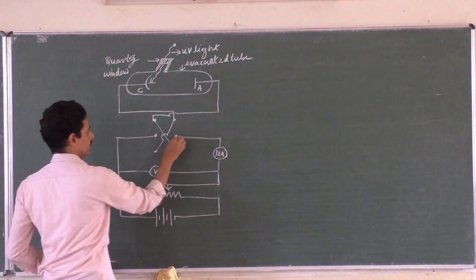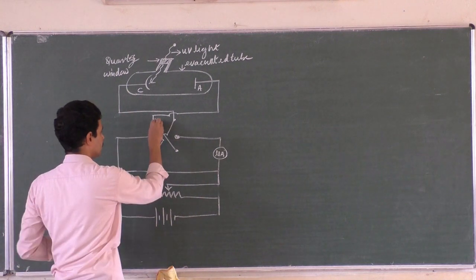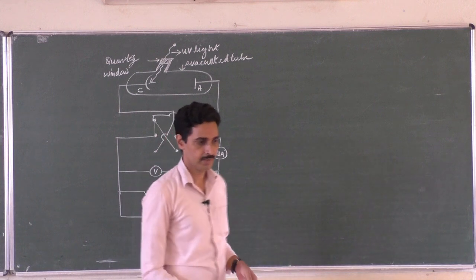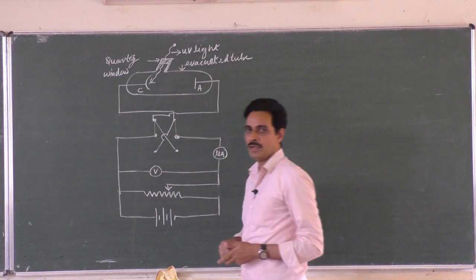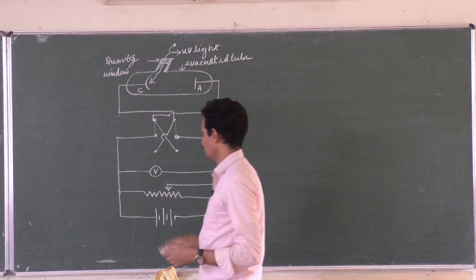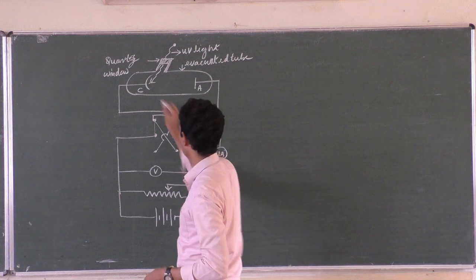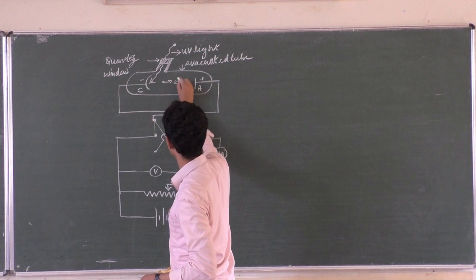The circuit is complete. Usually this is connected, but we don't show the connection. To measure the reverse potential, that is the stopping potential, we change the connection here. The cathode is given negative and the anode is given positive, so fast moving electrons travel like this.